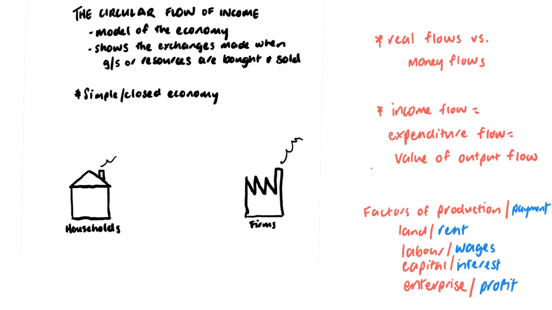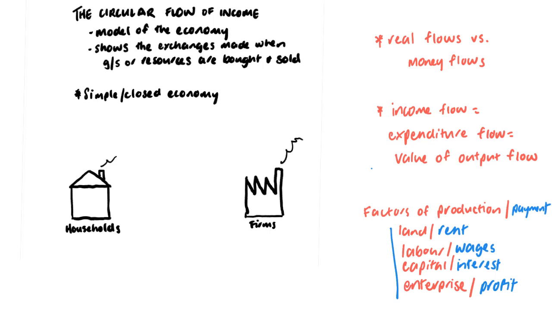Okay, today we're going to be looking at the circular flow of income. This is just a model of the economy which is showing the exchanges which are made when goods and services or resources are bought and sold. So within this model, we're assuming that it is the households who are selling the factors of production to the firms in return for payment for those resources.